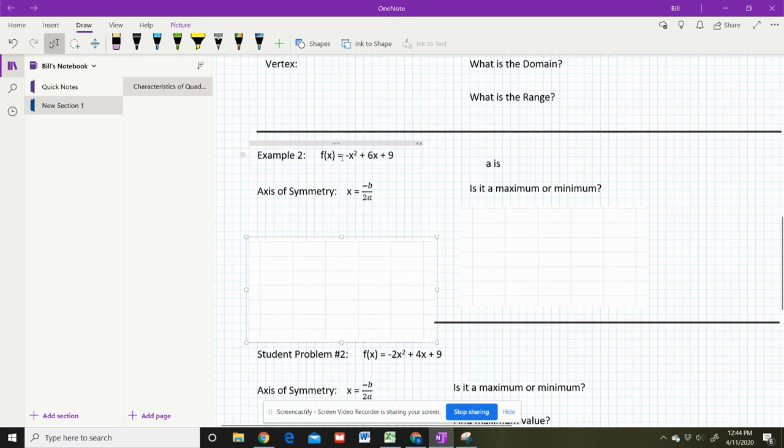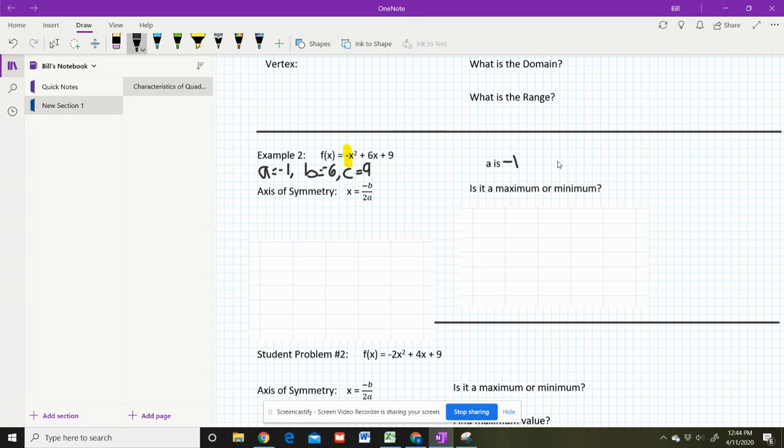If we look at this, we have f of x is equal to negative x squared plus 6x plus 9. So when we look at this, we've got a negative here. So that means that we have a negative 1, right? And we can just write those out. So a is equal to negative 1, b is a positive 6, and c is equal to positive 9.